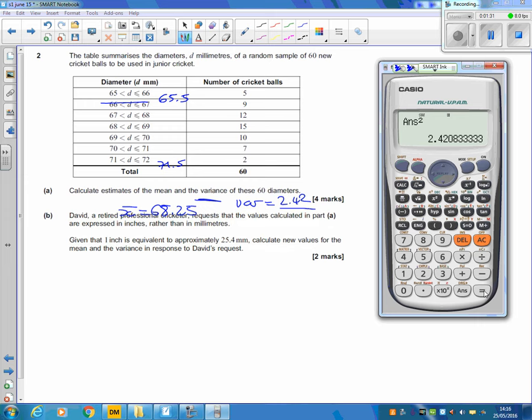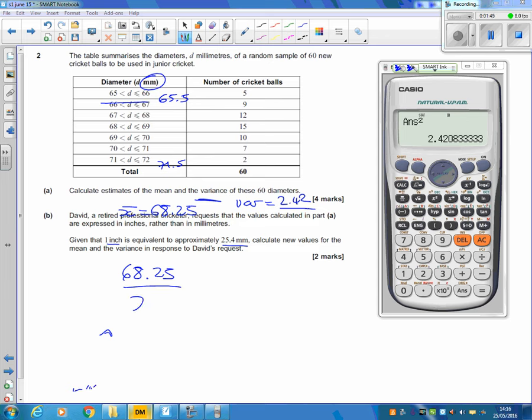Now, what happens when we change these things? So we're now trying to change, 1 inch is the same as 25.4 millimeters. These things are all in millimeters, so our answer's clearly got to get smaller here. So to find out what the new mean is, we're just going to do 68.25 divided by the number of millimeters in an inch, and that gives us 2.68 or 2.69 if I round that correctly.